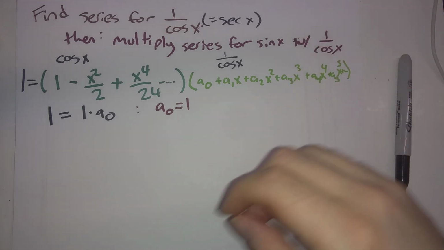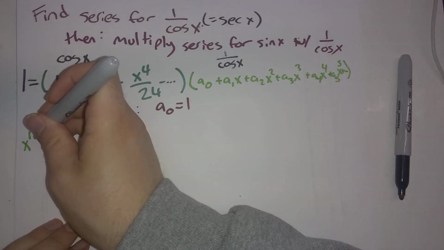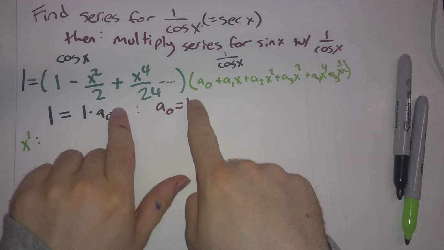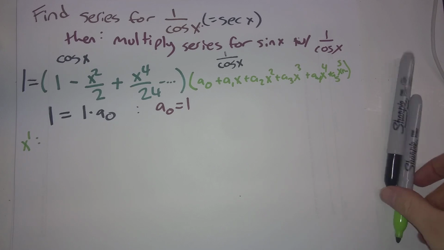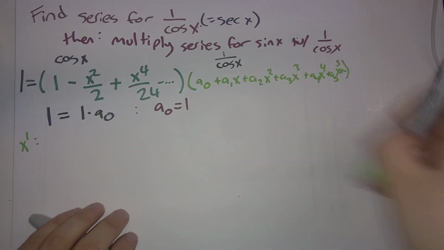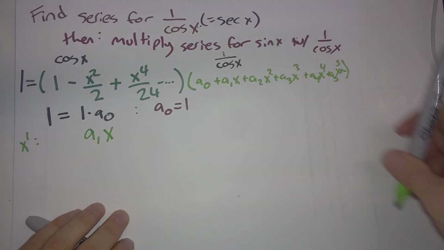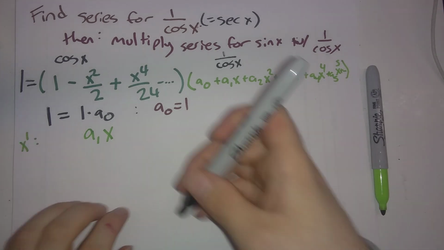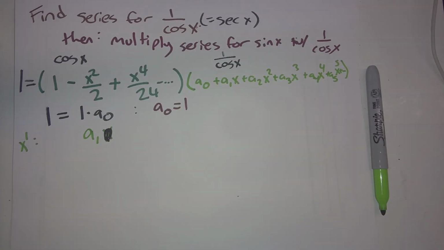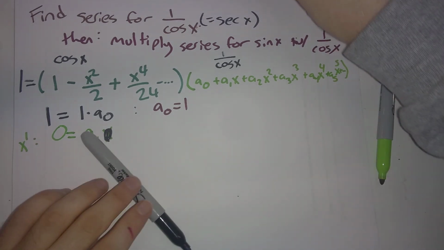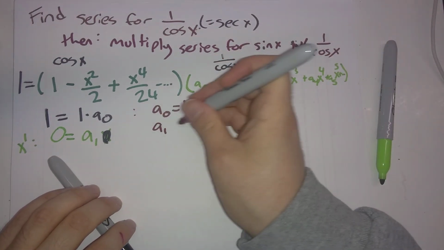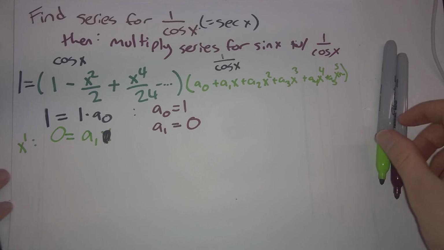How about the coefficient of x to the 1st? The only way we can get x to the 1st here is by doing 1 times a1x. So a1x times 1. And let me just look at the coefficient here, a1. The coefficient of x to the 1st on the left is 0. So this tells me that a1 is equal to 0.